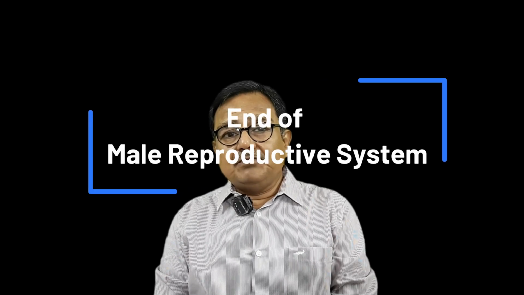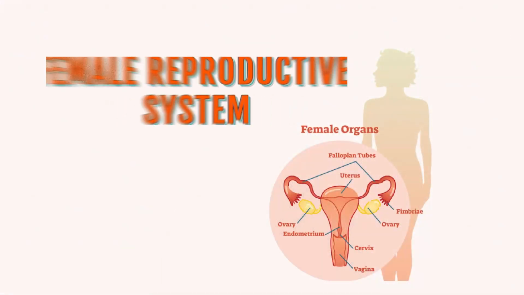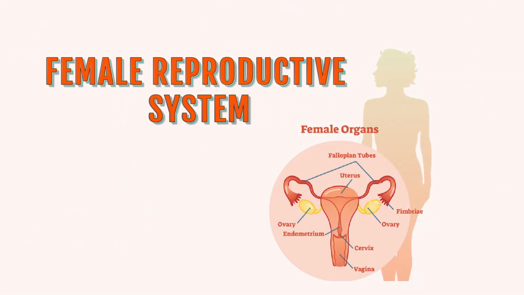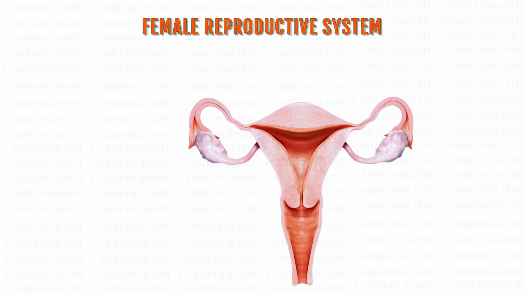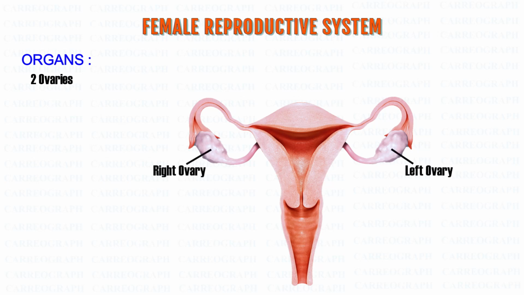Students, today's session is the female reproductive system. First of all, we'll discuss the anatomy and then we'll go for the physiology part. Now, what are the organs involved in the female reproductive system? Number one is, as you all know, two ovaries, right ovary and left ovary, as you can see in this picture. Two fallopian tubes, right and left. One uterus and vagina.